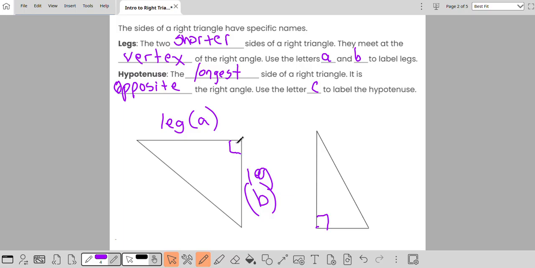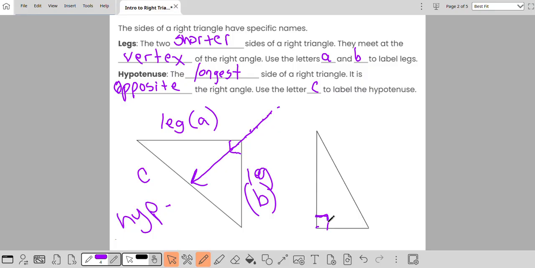And then directly across from here, pretend this is an arrow. I'm going to make it an arrow, and it is pointing across to there. That is side C. And that is your hypotenuse, which I am going to abbreviate. I'm going to make it shorter.